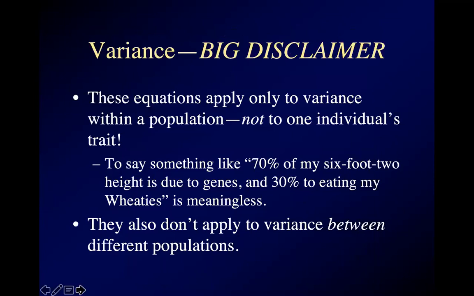Here's the thing, you hear about a lot of traits as being such and such percent genes and such percent environment. Like, intelligence is, I don't know, 70% genes and 30% environment. Don't quote me on that. I just made up those numbers. But human height is sometimes said to be 70% genetic and 30% environmental. The big disclaimer is that only applies to variance in a population. It doesn't apply to an individual trait.